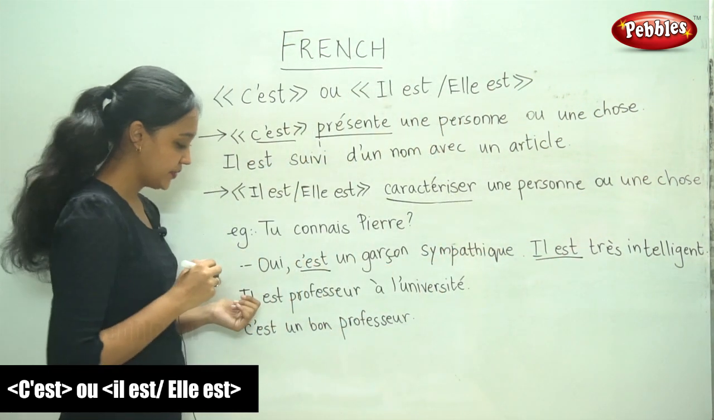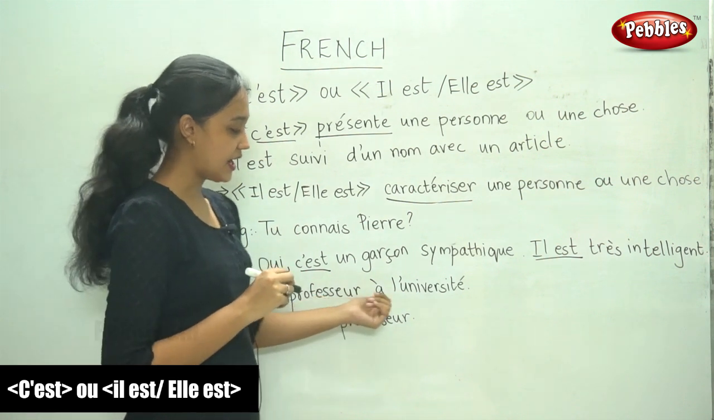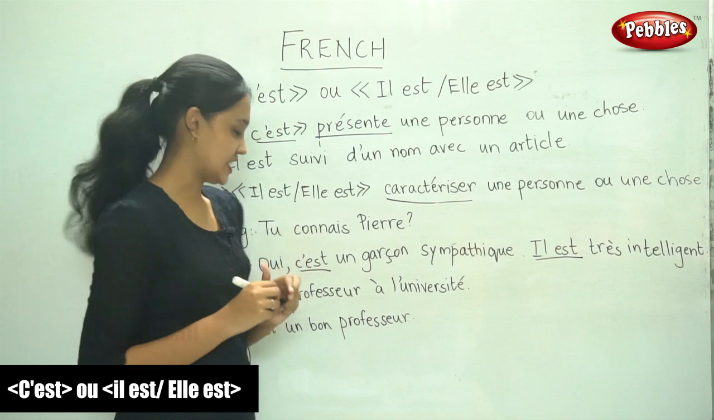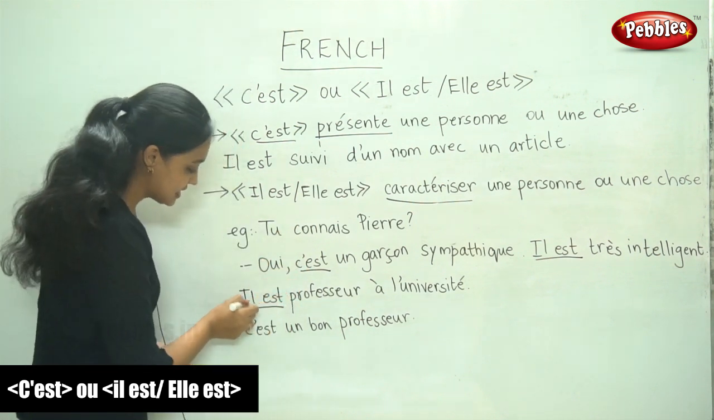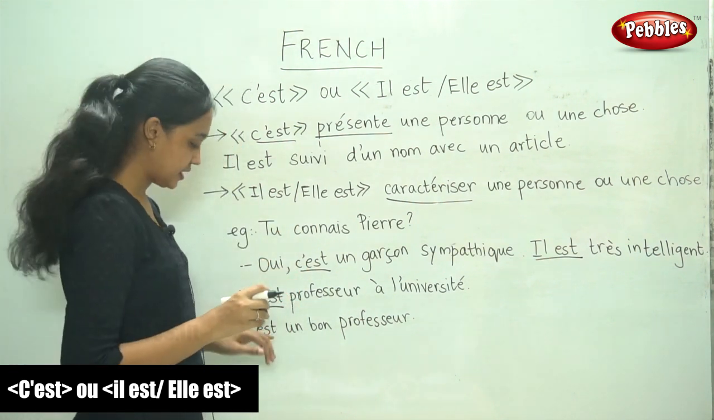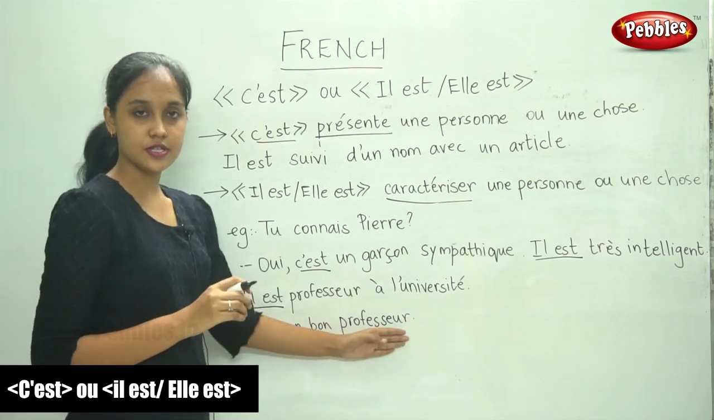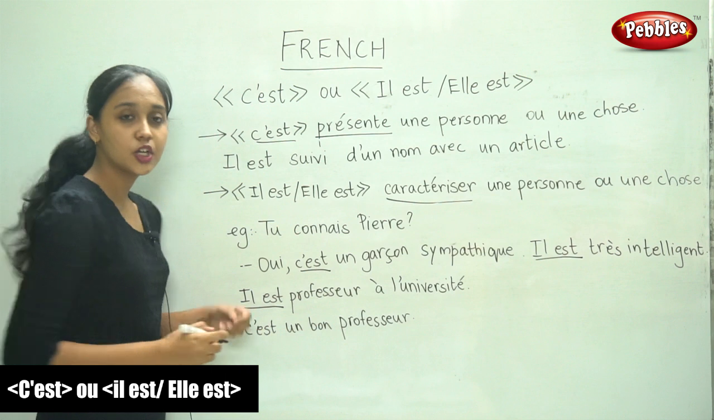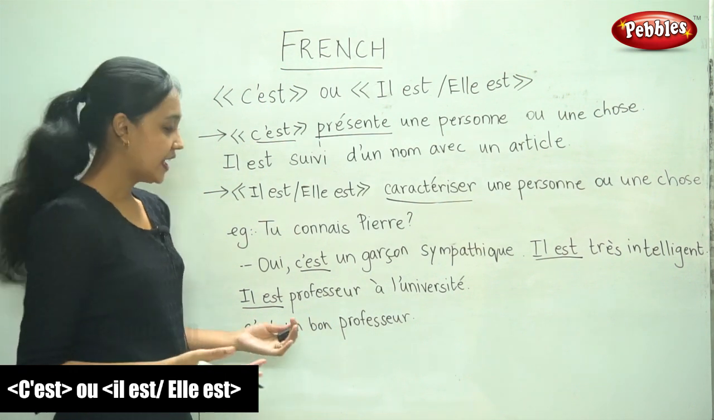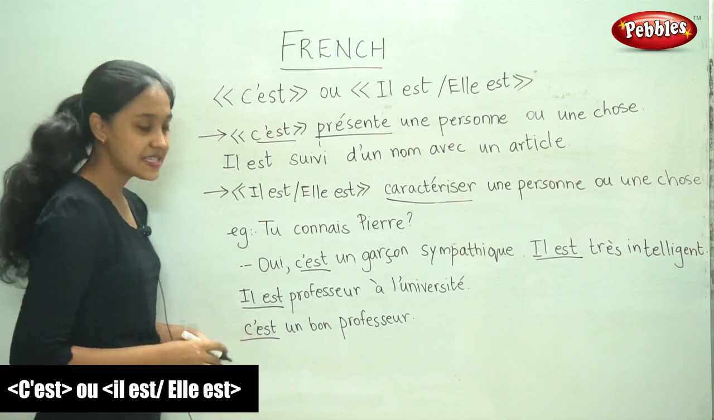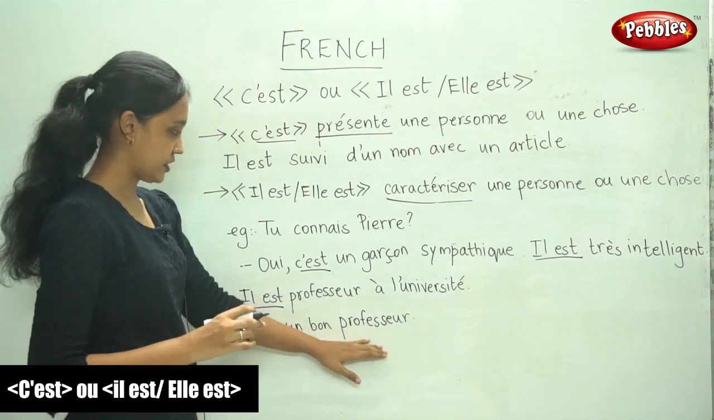The next one, il est professeur à l'université. So this is also characterization. So again it is il est. Look at the next sentence. C'est un bon professeur. So here you are presenting the person. He is a good professor. So c'est un bon professeur.